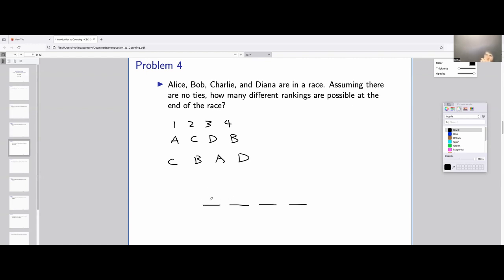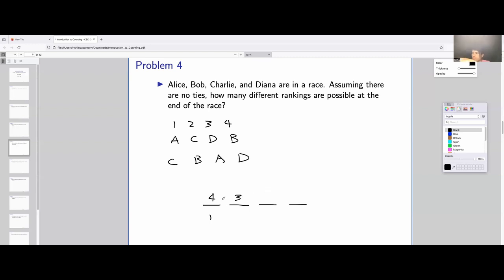Okay, so in the first position, we're going to pick first place, right? Who goes in first place? There are 4 people who can be in first place. So based on that, there are 4 possibilities here. There are 3 people who can be in second place. Based on that information, there are 3 possibilities here. Why are there 3 people? The first person is chosen, and then there are 3 other people after that.